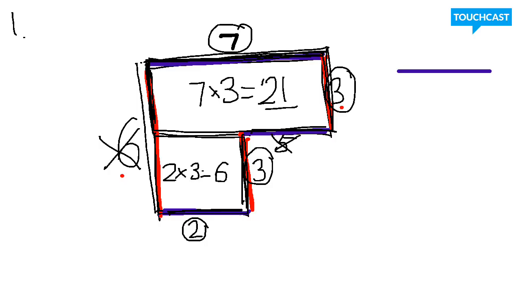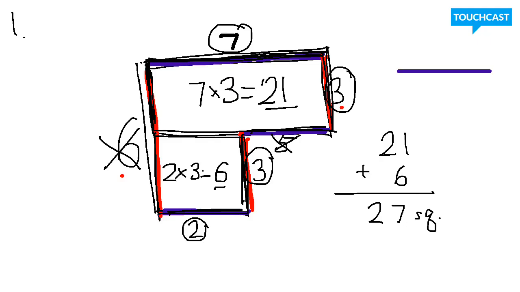So to add each area up, 21 plus 6. 1 plus 6 is 7. 2 plus nothing is 2. 27 square units. Pause this video, copy this down if you need to.